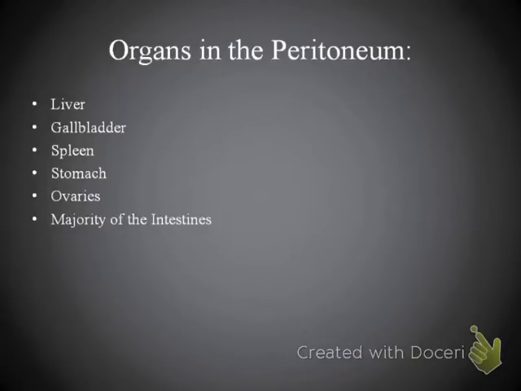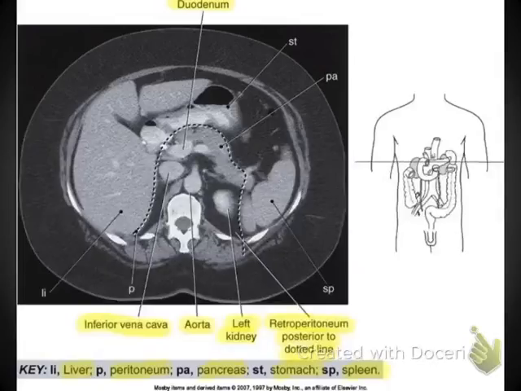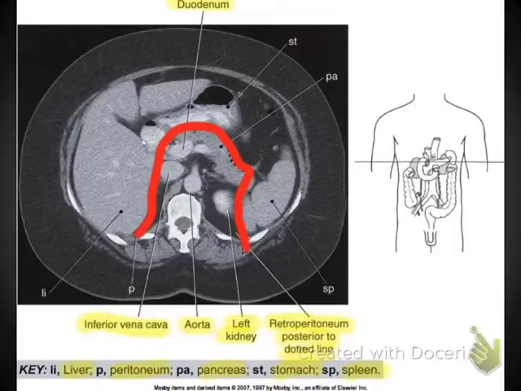Organs that are in the peritoneum are the liver, gallbladder, spleen, stomach, ovaries, and the majority of the intestines. So as you can see, the peritoneal cavity, or the peritoneum, actually houses quite a few organs. And so in this image, we actually have a demonstration of the peritoneal cavity. And it's important for us to notice that there's a line here that pretty much divides the peritoneum from the posterior portion called the retroperitoneum.